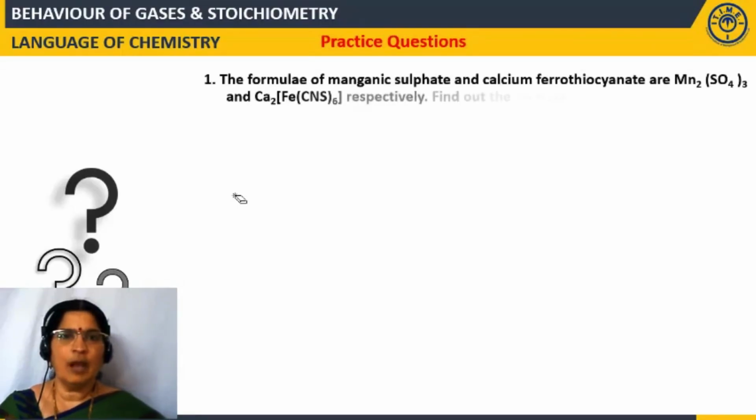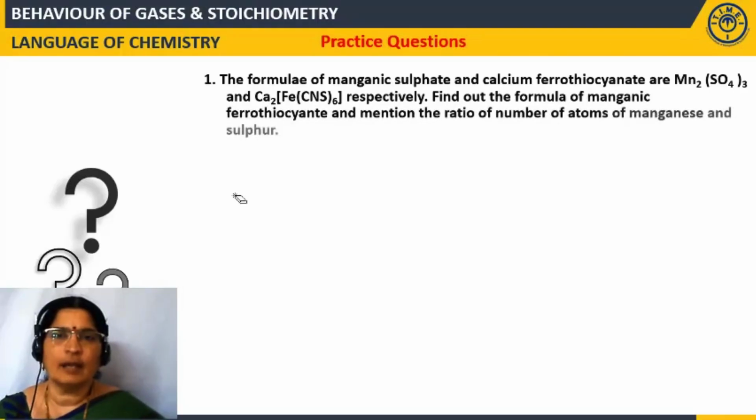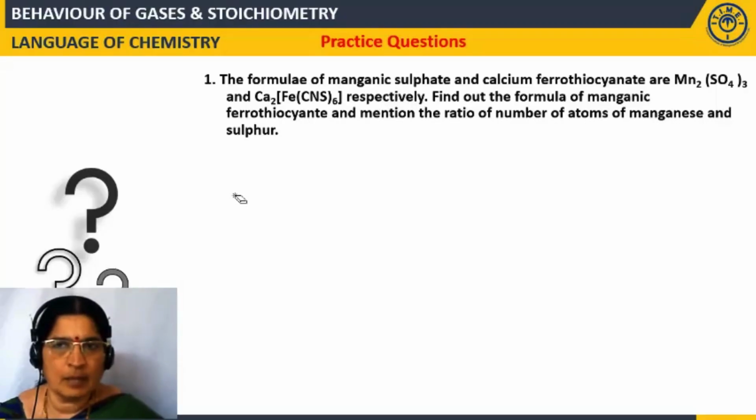The formulae of manganic sulfate and calcium ferrothiocyanate are given. Find out the formula of manganic ferrothiocyanate and mention the ratio of number of atoms of manganese and sulfur.